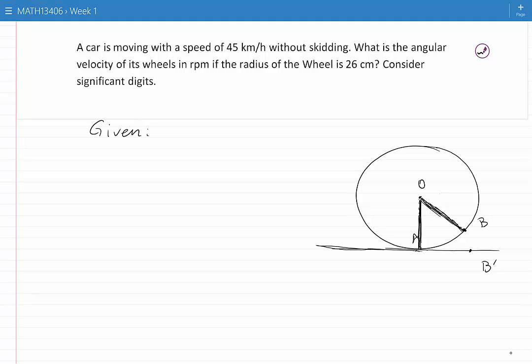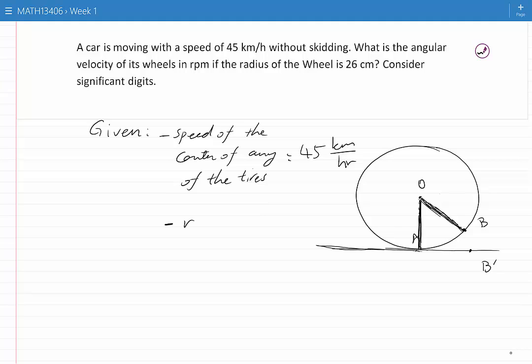The speed of the car, which is the same as the speed of the center of any of the tires, is given as 45 kilometers per hour. We also know that the radius of the wheel is given as well, and that is equal to 26 centimeters.